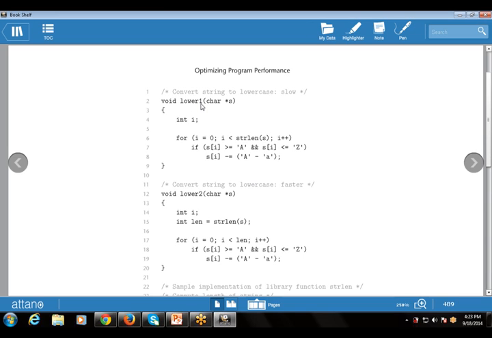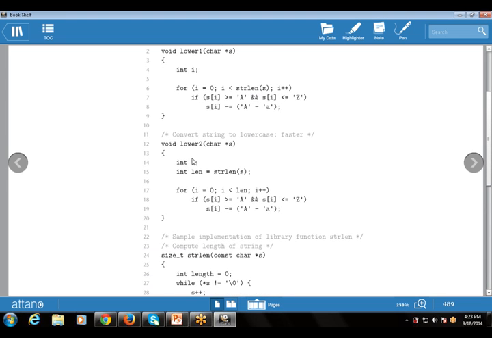We have taken lower1 as a function, with char pointer s, a pointer variable of character type. Using one variable, i, in the for loop, this loop will execute until the length of the string, which is calculated by the strlen function, is reached, and then i++ increments the value. In the same way, lower2 takes a character pointer s.